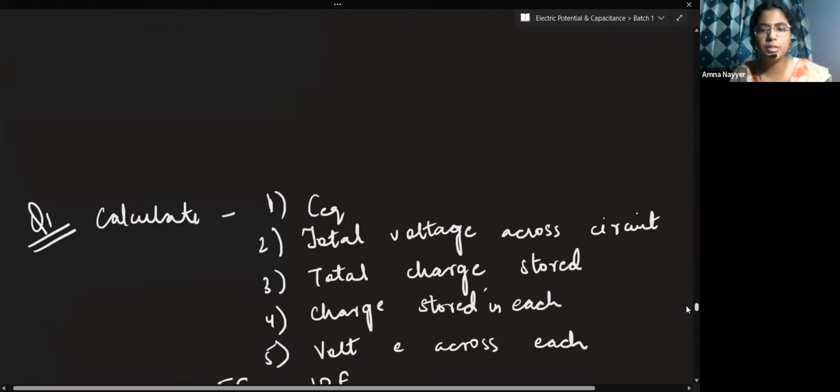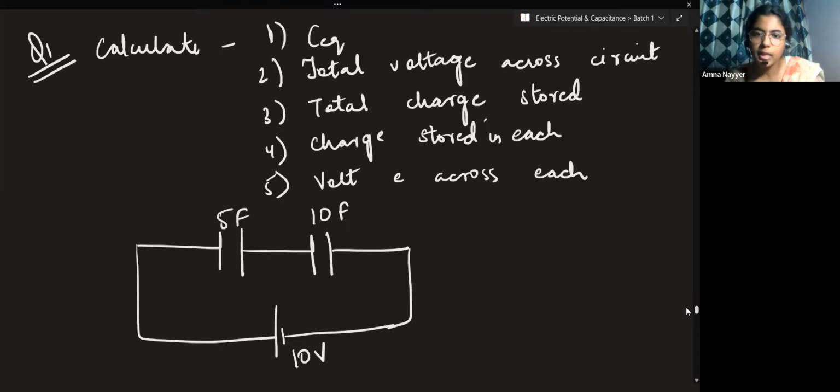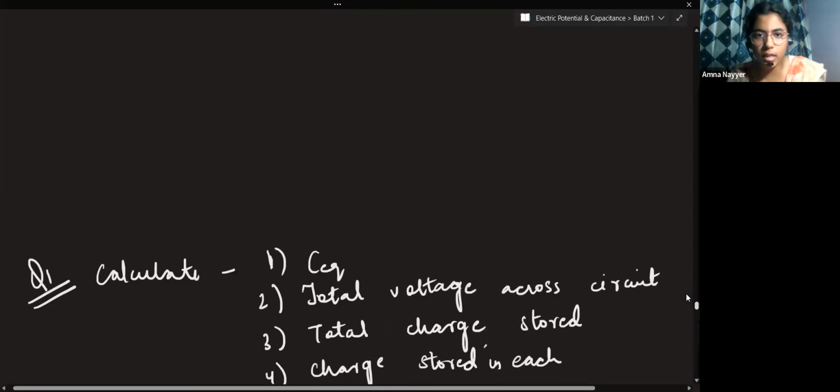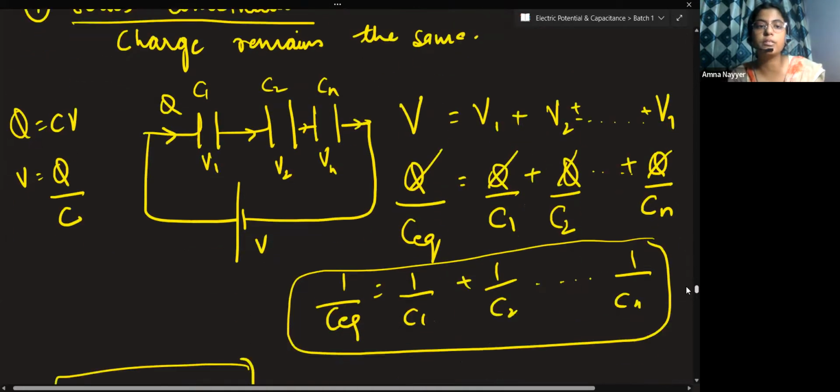We'll do a question. I have written this question prior, so this question we'll do. Note down the points. Then we'll solve this. 5 farad and 10 farad connected with 10 volt. This is the simplest series circuit possible. So just quickly note it down, then we'll move on to pattern. Before doing that, after doing that question.